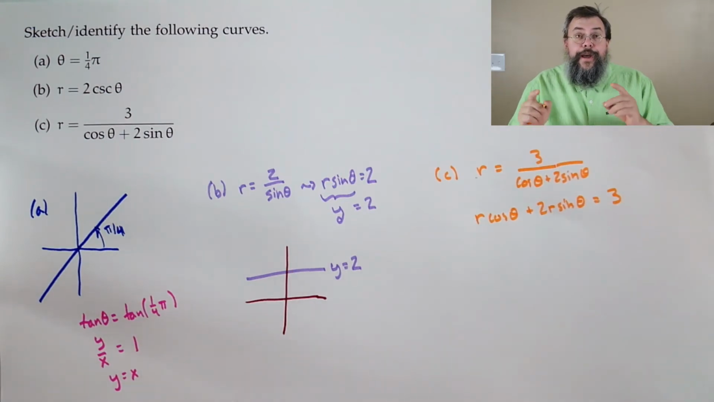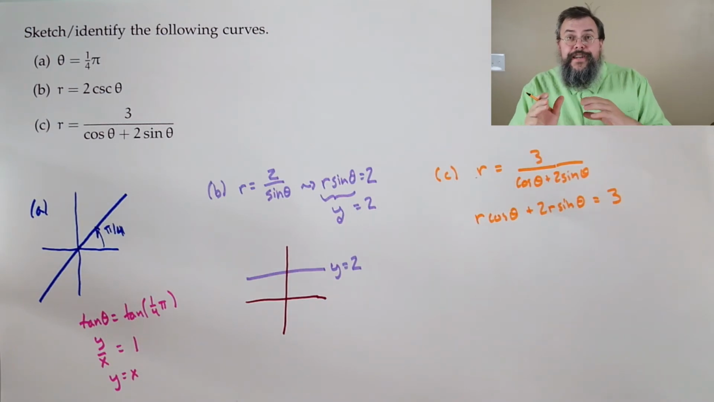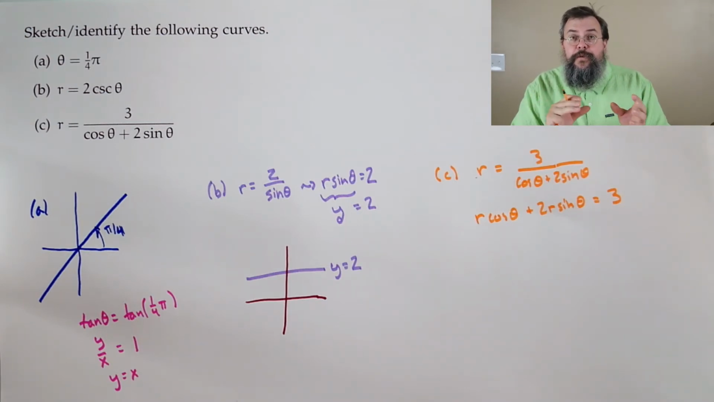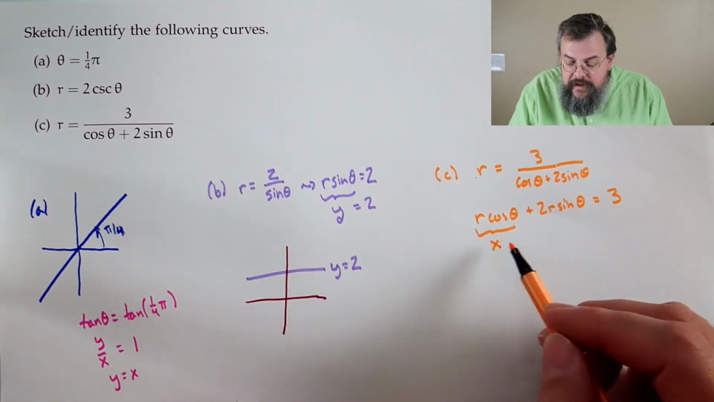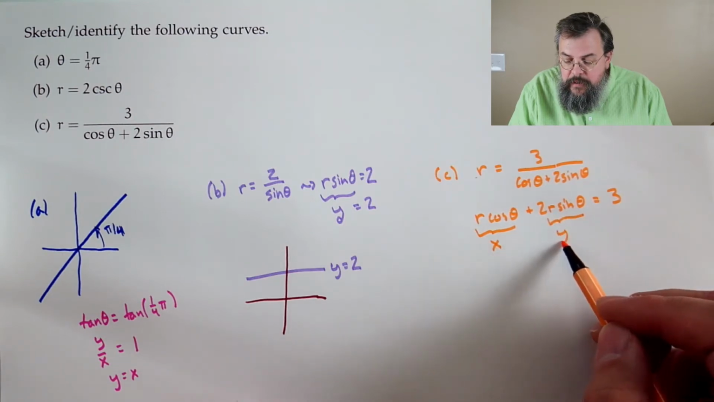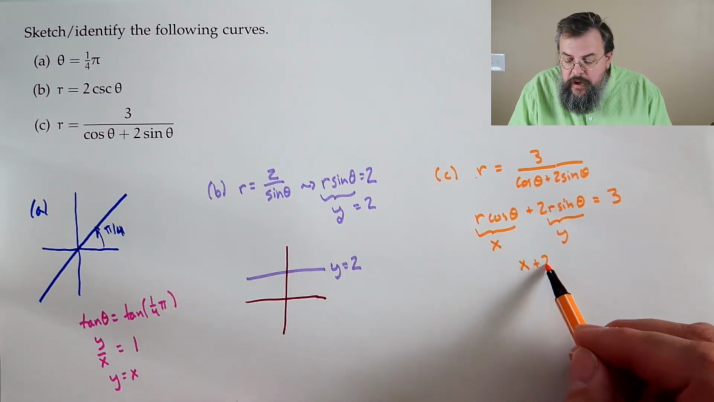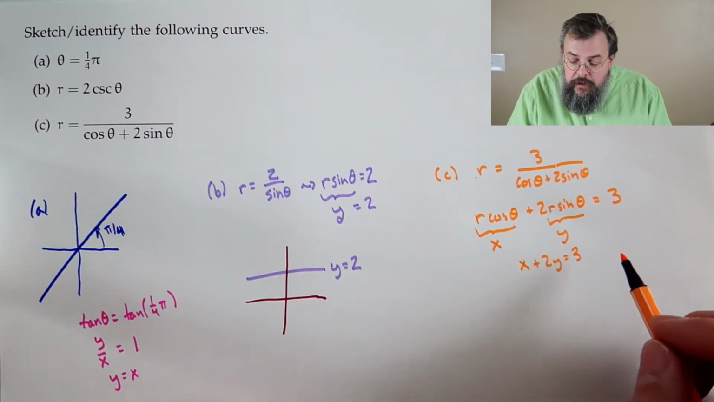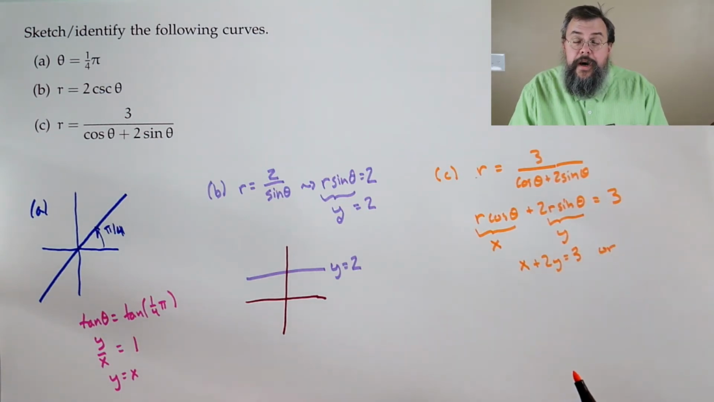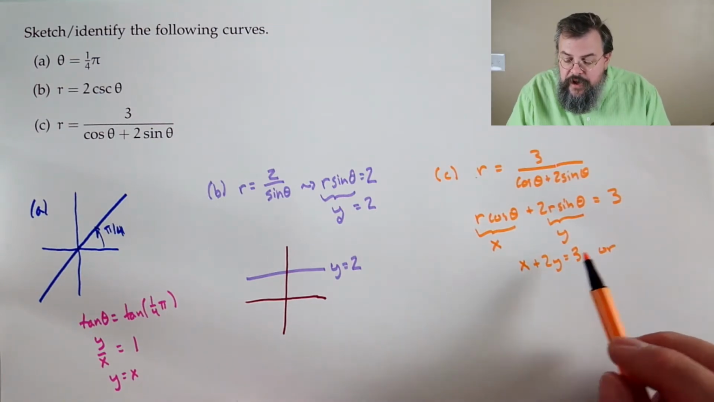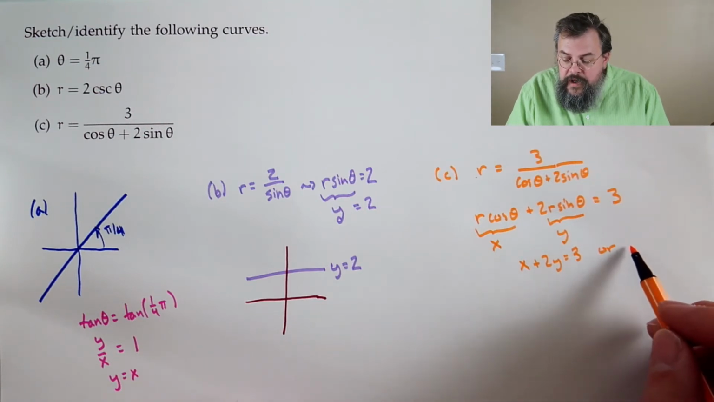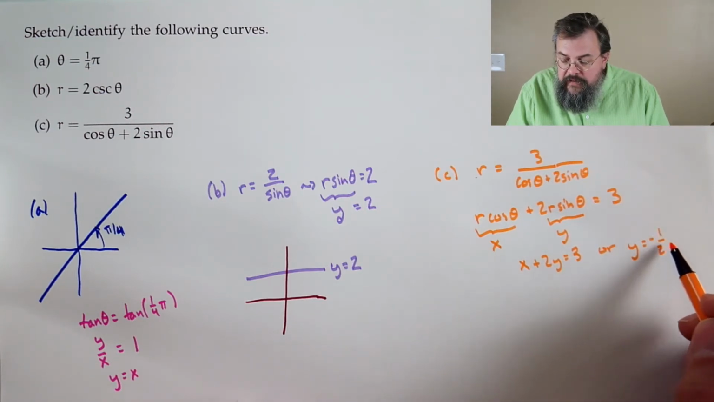And now I see where we're going, because we have r cosine and r sine. These are really wonderful for translating back and forth. r cosine theta is x, and r sine theta is y. So we get x plus 2y equals 3. Or, if we wanted to, we could solve for y, because we now see that it's a line. Subtract x, divide by 2, and we get y equals minus a half x plus 3 halves.